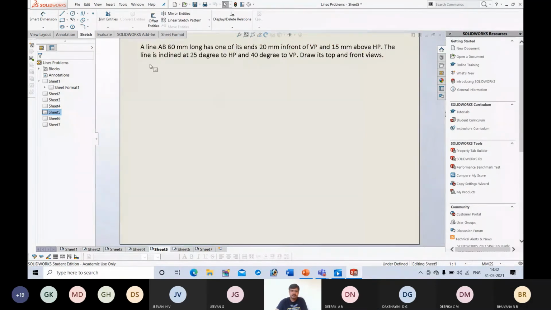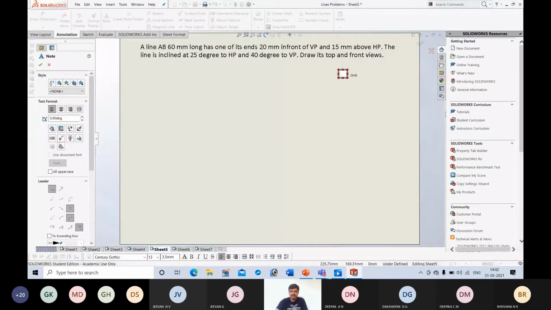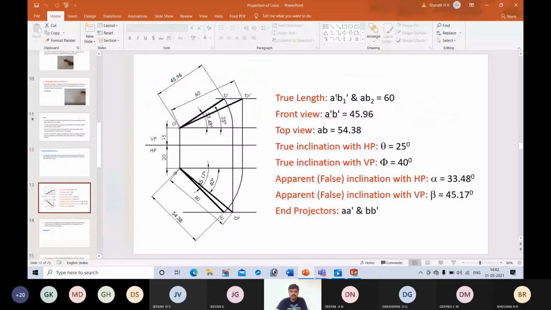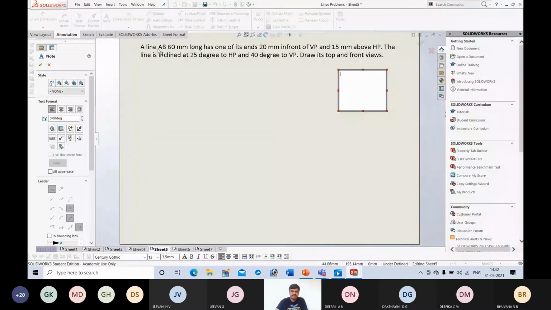After reading the problem, first we should note down the given data, using the terminology in this slide. Later you will become familiar with this terminology. Now I will note down the given data. First, a line AB 60 mm long. Here they have specified the length of the line without referring to any of the views. They have not used the term front view or top view. Directly they have given a line AB 60 mm long.